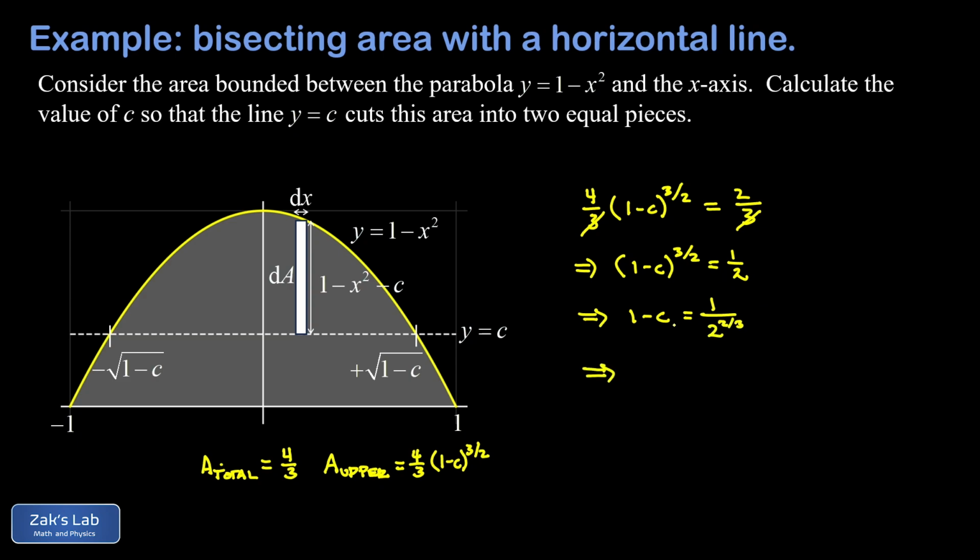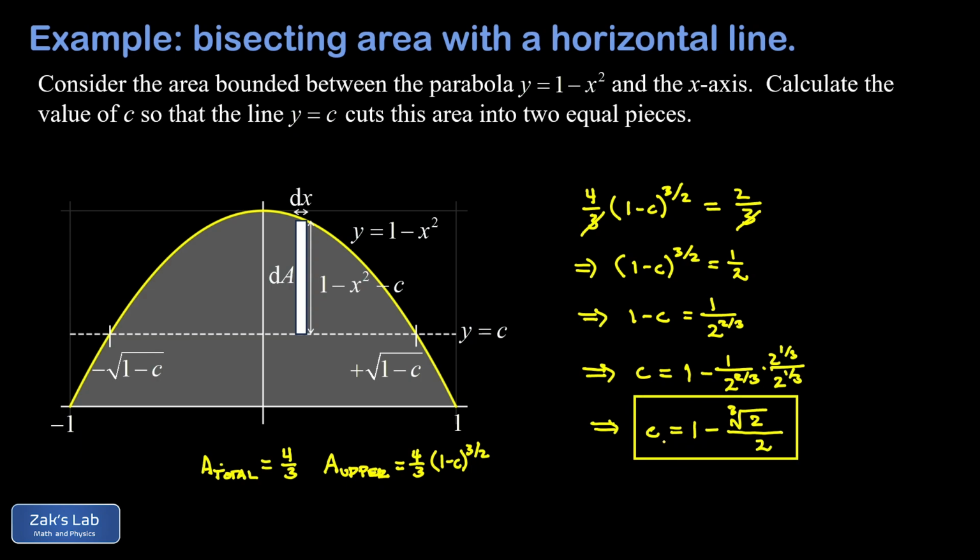Finally, we can solve for c, so the way I would think about this is adding c to both sides and then subtracting the 1 over 2 to the 2/3 from both sides and then flipping the equation back around. So c is going to be 1 minus 1 over 2 to the 2/3. So that's one way of expressing the answer, but if we rationalize that denominator, I can do that by multiplying by 2 to the 1/3 on the top and bottom. In other words, the cube root of 2. And I find that c is 1 minus the cube root of 2 over 2.